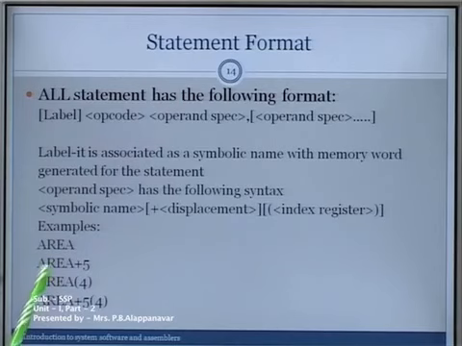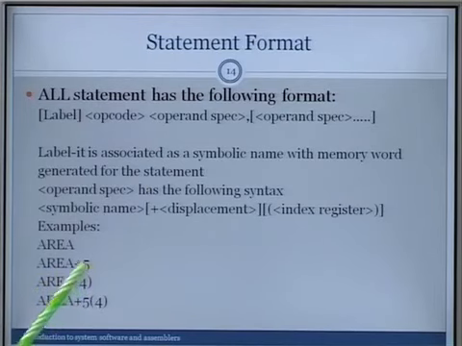What this represents is the second format, symbolic name plus displacement. It represents that it is referring to a memory word which is 5 places away from the memory word that is represented by the symbol area. Now this is area, that is basically a symbolic name, and this is the index register which is specified in simple brackets. This refers to a memory word whose address is obtained by adding the address referred by the symbol area with the contents of index register 4 to finally get your memory word.